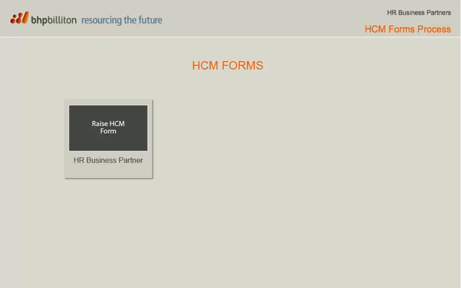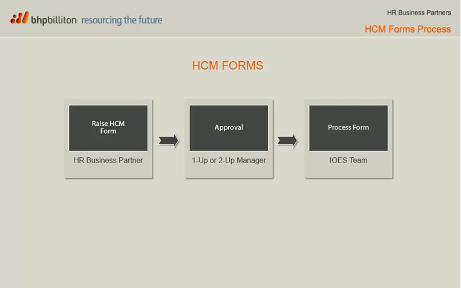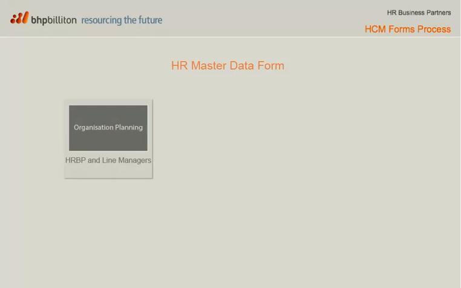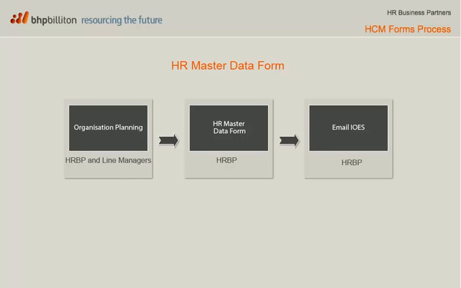HCM forms follow the following approval processing procedure. When a form is submitted, it workflows to line manager either 1-up or 2-up for approval. It is business requirement that the forms are approved within 3 days. Once approved, it is then processed by the IOES team. HRBP and line manager conduct their monthly organization planning session and the line manager signs off on any org chart changes. The HRBP then completes the master data form and downloads it to PDF. HRBP emails the PDF and relevant attachments to the IOES team for processing.